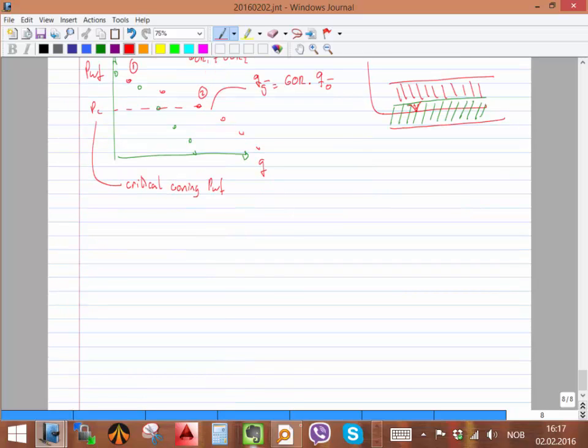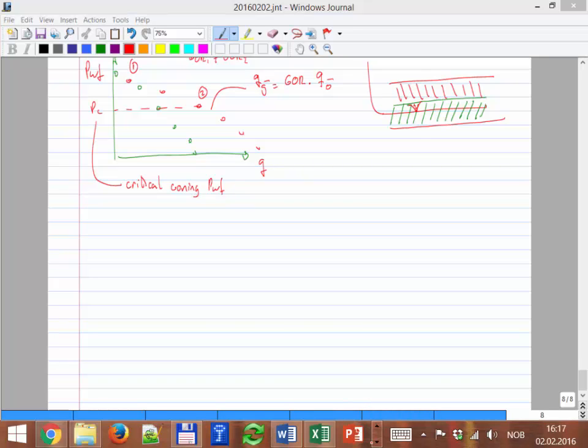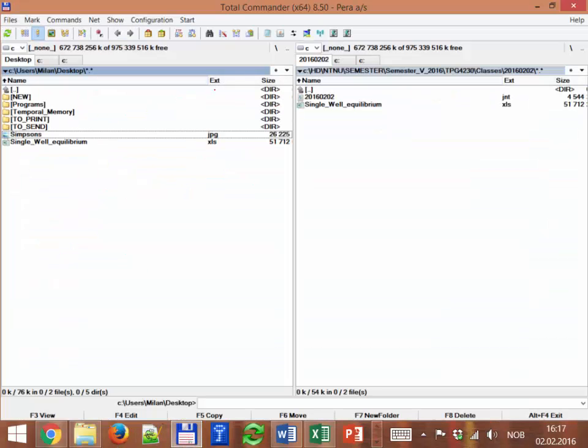I think I had a picture, maybe. But here, as we increase the drawdown, the PWF will be lower and there will be more gas saturation near the wellbore at low PWF. But usually you can assume that the GOR remains the same for all the points.